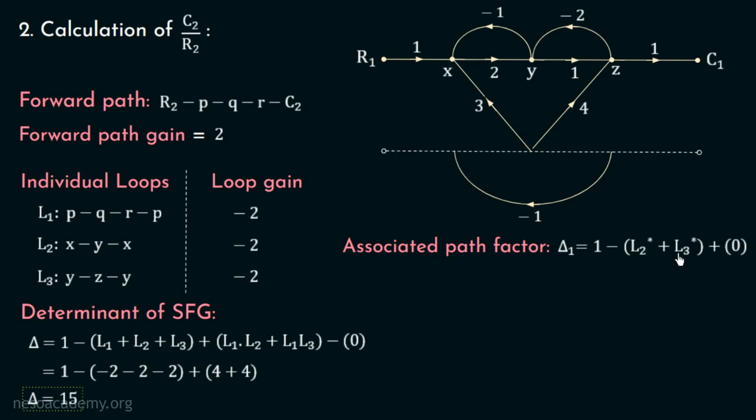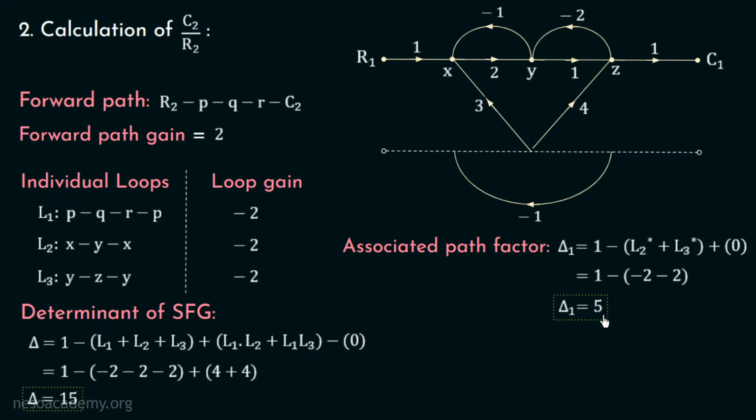Now, if we put the values of these two loop gains, we will have 1 minus of -2, -2. We can see that the gain of loop L2 is equal to -2 and the gain of loop L3 is equal to -2. We have named these loops as L2 asterisk and L3 asterisk as these are special loops because they are isolated loops. Now, if we solve this equation, we will have the associated path factor del1 equal to 5. So now we are done with the calculation of forward path gain, the loop gain, the determinant of SFG, and the associated path factor.